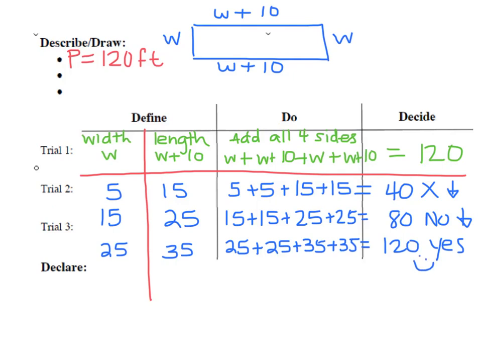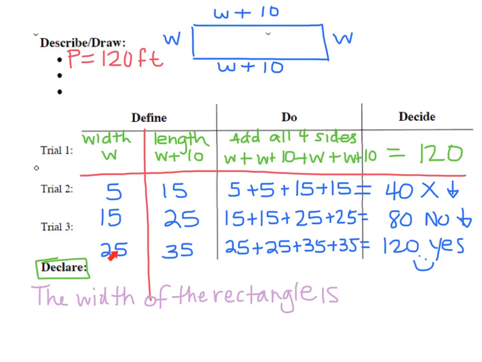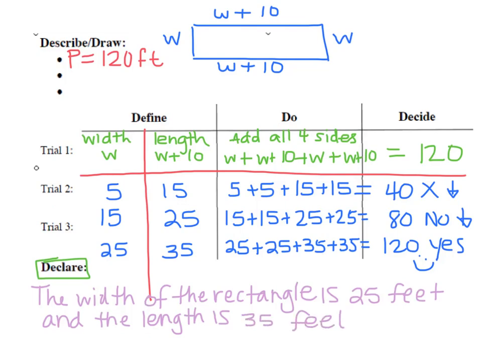All right, now your last step in the 5D process is to declare your answer. That means you're going to come down to the bottom and write your answer in a sentence. My answer to this problem is, you might have to go back and read it, but it was, what's the length and what's the width? So I'm going to say the width of the rectangle is, and then I look at my chart to see what I got. Looks like I got 25 feet, so the width is 25 feet. And the length is, I'm going to see what my length was. It was 35 feet. And I just declared my answer.